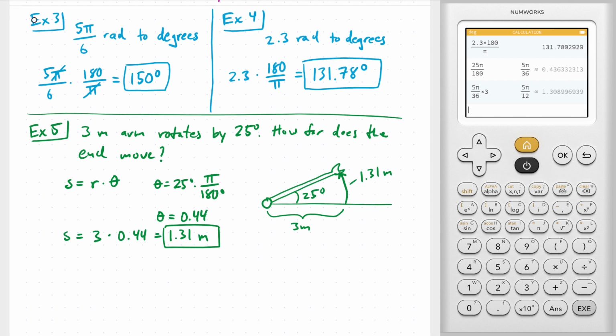Okay, so that wraps up our video. Hopefully this was helpful in understanding what radians are and how to convert between radians and degrees.